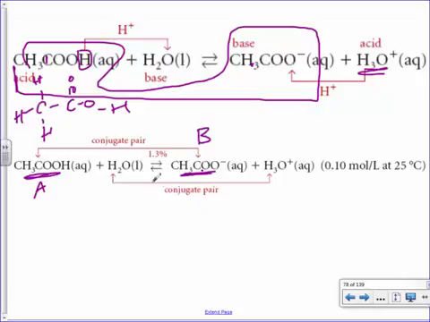You actually have the same thing happening right here. These guys right here, the H2O and the H3O plus, they're also known as a conjugate pair because they differ by only one hydrogen in the formula. Only this guy right here is the base.